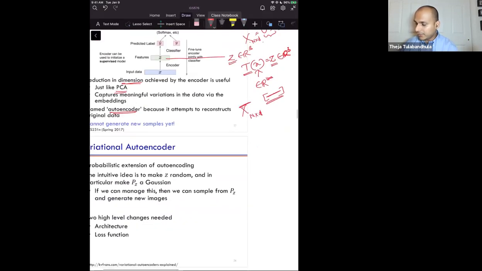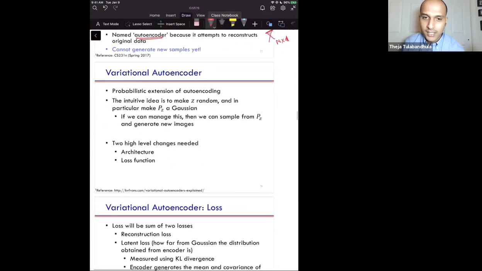So let's actually come back here. So what's a variational autoencoder? What we did is autoencoding as a way to get embeddings. But what we want is to generate new samples, new images. And how do we do that? We add some probabilistic notions to this process of autoencoding.